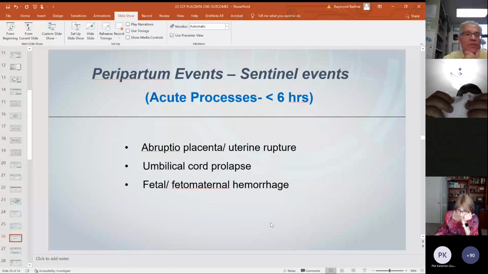And then finally, you have your sentinel events, which can be serious, like abruptio placentae, uterine rupture, cord prolapse, or fetal maternal hemorrhage, or it can be more subtle, just prolonged uterine contractions and the kind of monitoring abnormalities that in a completely normal host wouldn't cause CNS injury.